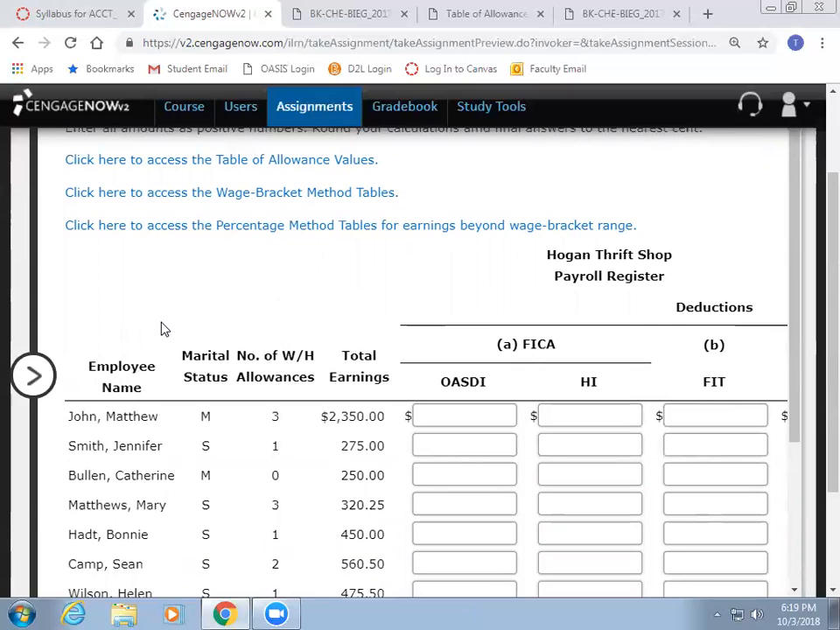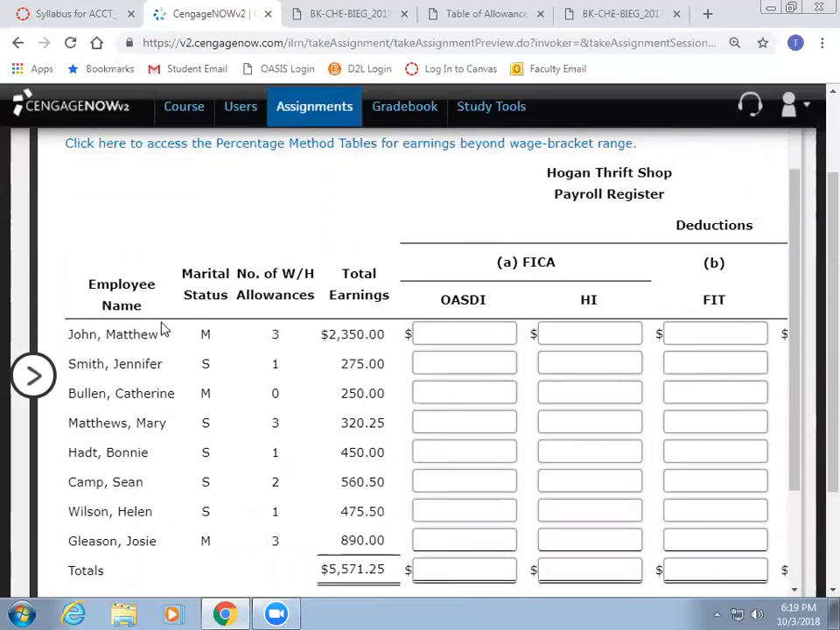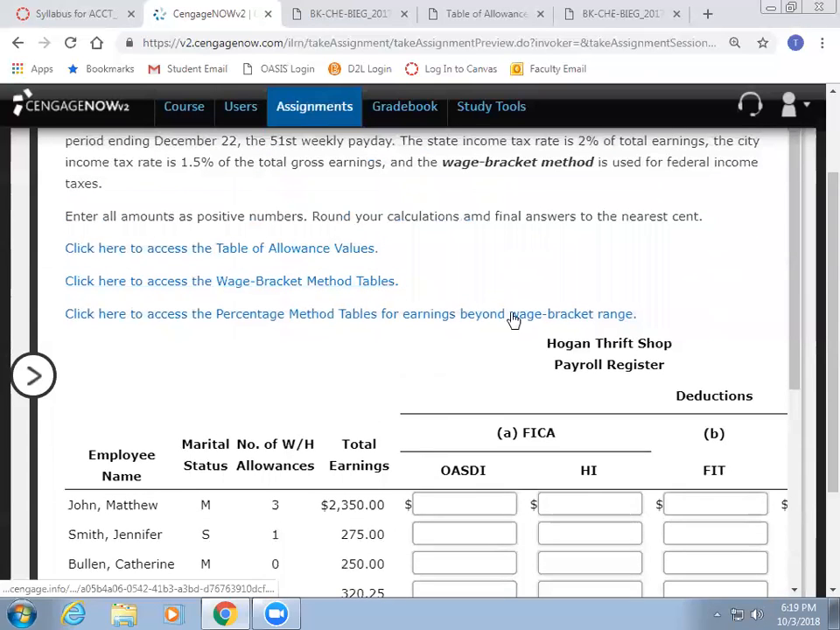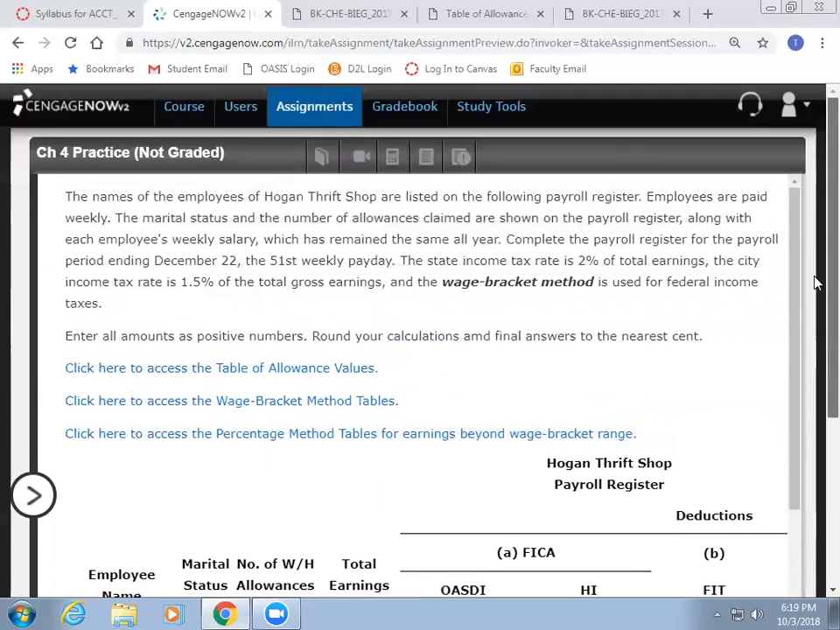Okay. So this last one is really long. I know it doesn't look super long, but it takes a little time since you're calculating all the withholdings. So I thought we'd do at least one or two together so you get a good idea of getting into the flow of what we're doing. So you will see ones like this on the exam or on the homework.